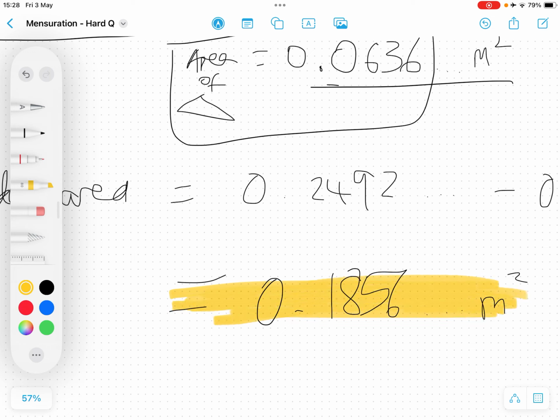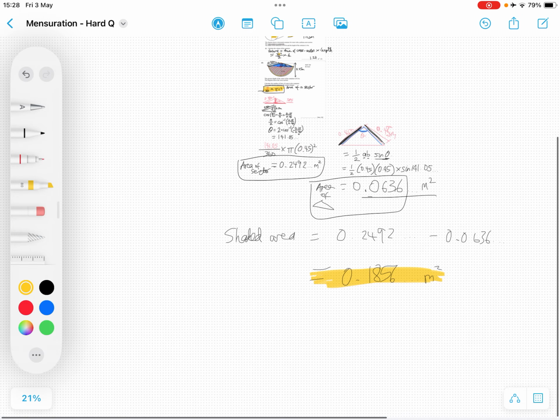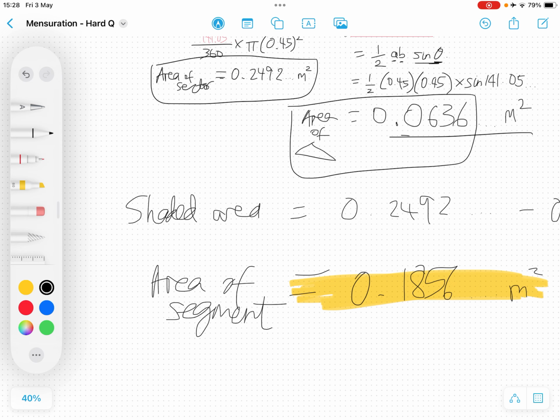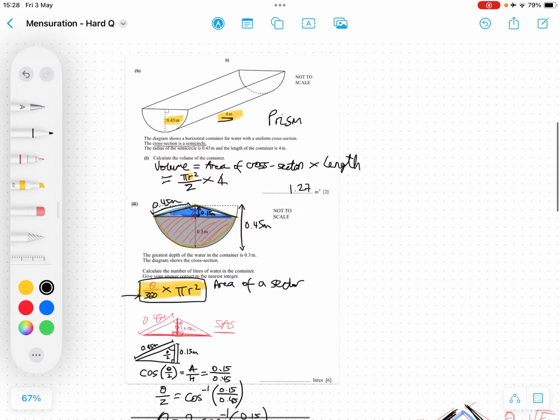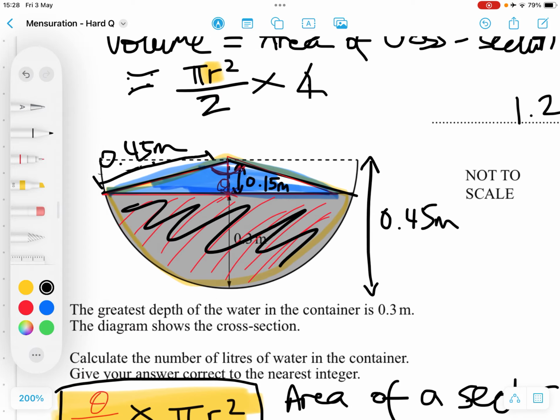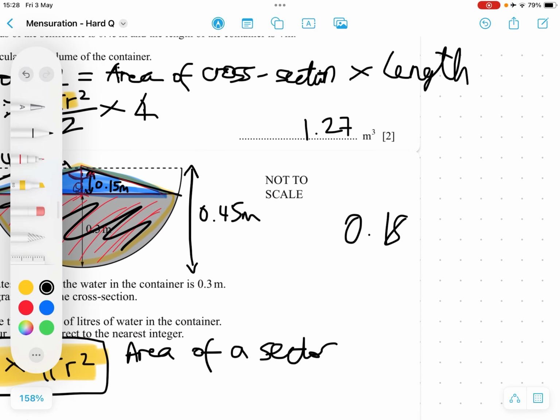So this is the area of the shaded area, the gray part, the segment. This is the area of the segment. This is the gray shaded area, the area of the segment right here. That's equal to 0.1856 meters squared.